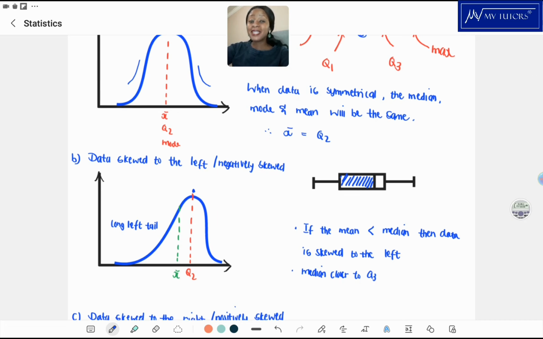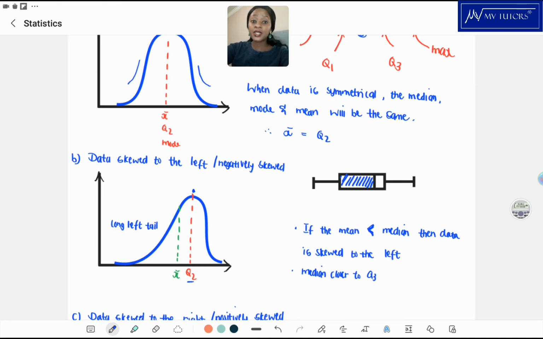So one thing to also notice about this data that is skewed to the left is that your mean is smaller than your median. So where would you have your median? You would have it there at the peak, hence I've represented it with the Q2, and your mean actually lies to the left of your median. So if your mean is smaller than your median, then the data is skewed to the left.